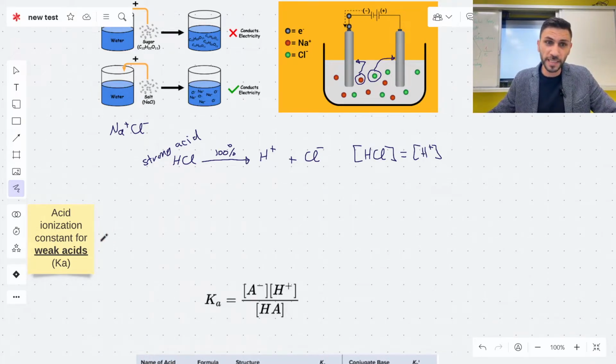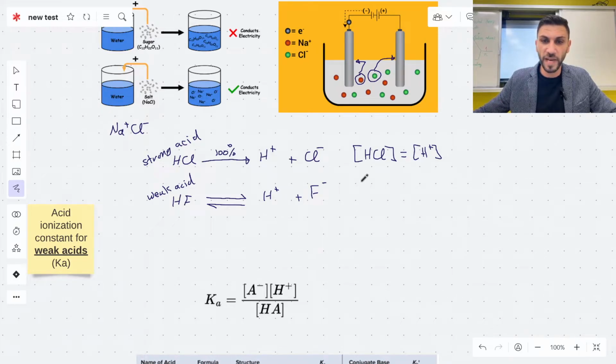But in the weak acids, for example, if we have HF, this is a weak acid. That means a weak acid does not dissociate in water 100%. It dissociates as a reversible reaction, as you can see, two arrows, and it will give you H positive plus F negative. In this case, the concentration of HF does not equal the concentration of H positive.